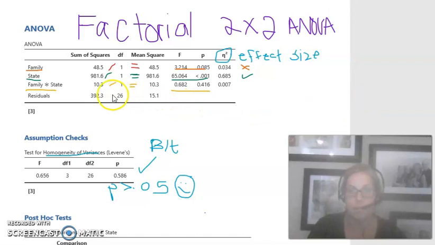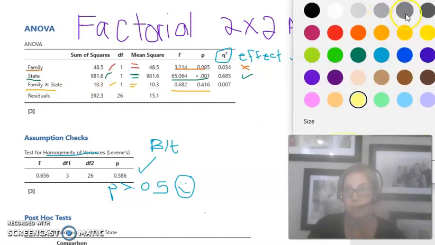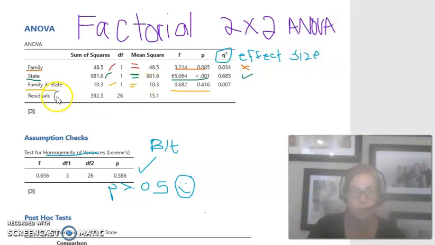And then we know that everything is divided by residuals. Residuals, remember, is also called error, or it's our within variance. All right, so then to get this F, I would have done 48 divided by 15. That F right here, that's so big, is those two. And then this F that's so small is those two.